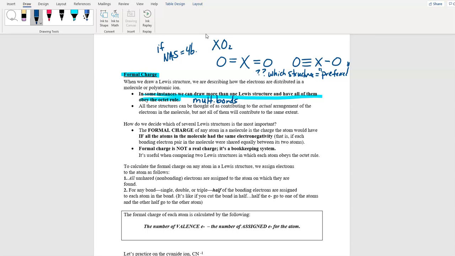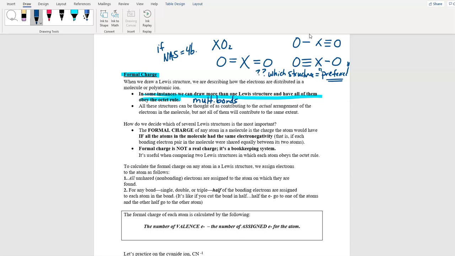All of these structures can be thought of as contributing to the actual arrangement of the electrons in the molecule, but not all of them will contribute to the same extent. So what happens is it's a blend of them, but one of them is what's called the dominant structure. Because I can even say this. Why can't this side be the single and this side be the triple? So you're looking at 3 possible structures, but only one of them is the preferred dominant structure.